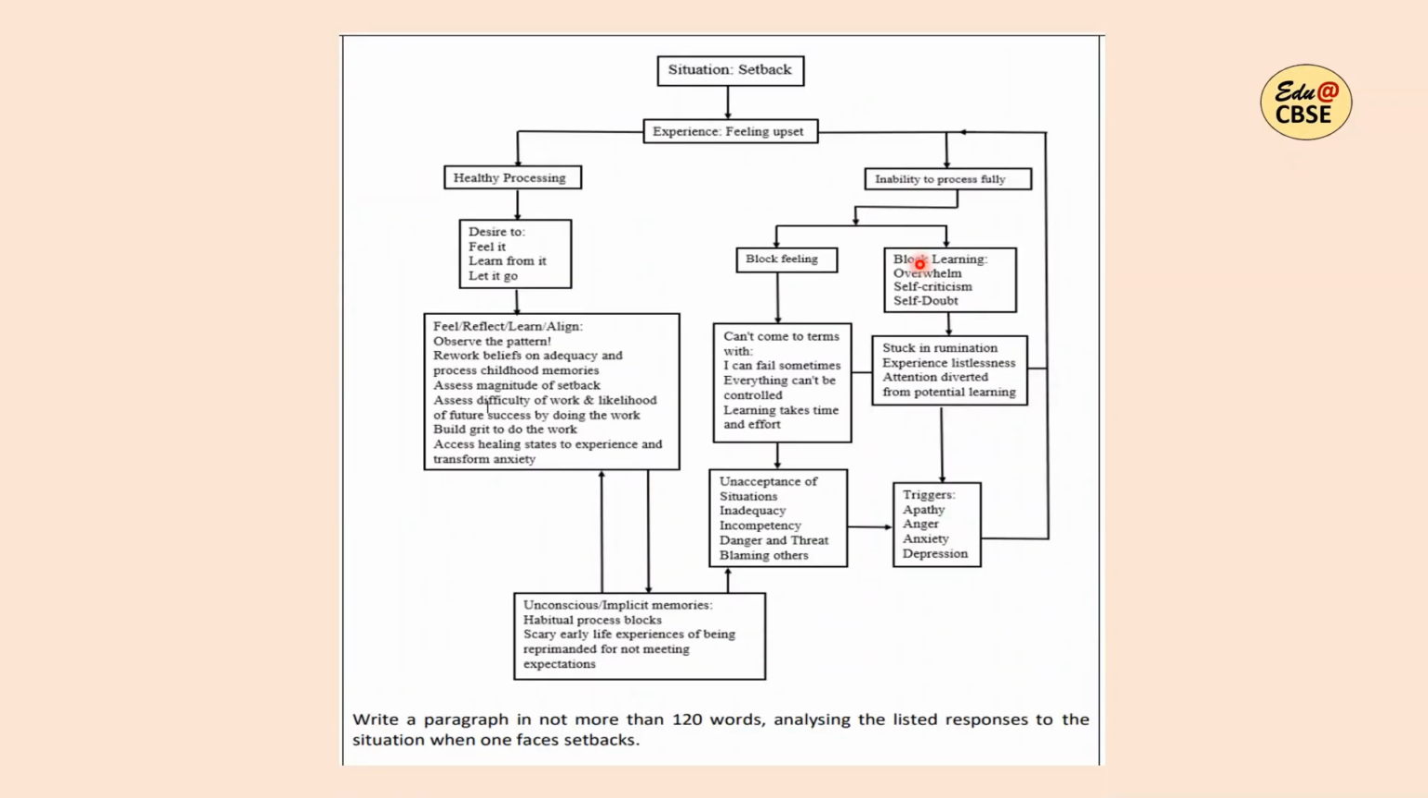So एक concept chart दिया गया है and you have to study it, and then what you have to do is write a paragraph in not more than 120 words analyzing the listed responses to the situation when one faces setbacks. So situation है setback और इसके दो रिस्पॉन्सेज दिए गए हैं. एक हेल्दी है, हेल्दी प्रोसेसिंग, और एक है इनएबिलिटी टू प्रोसेस फुली, दैट मीन्स अनहेल्दी वे टू रिस्पॉन्ड टू अ सेटबैक. तो ये जो है ये हमने दोनों वेज जो है स्टडी करके एनालाइज करने हैं और 120 वर्ड्स में वी हैव टू राइट अ पैराग्राफ.